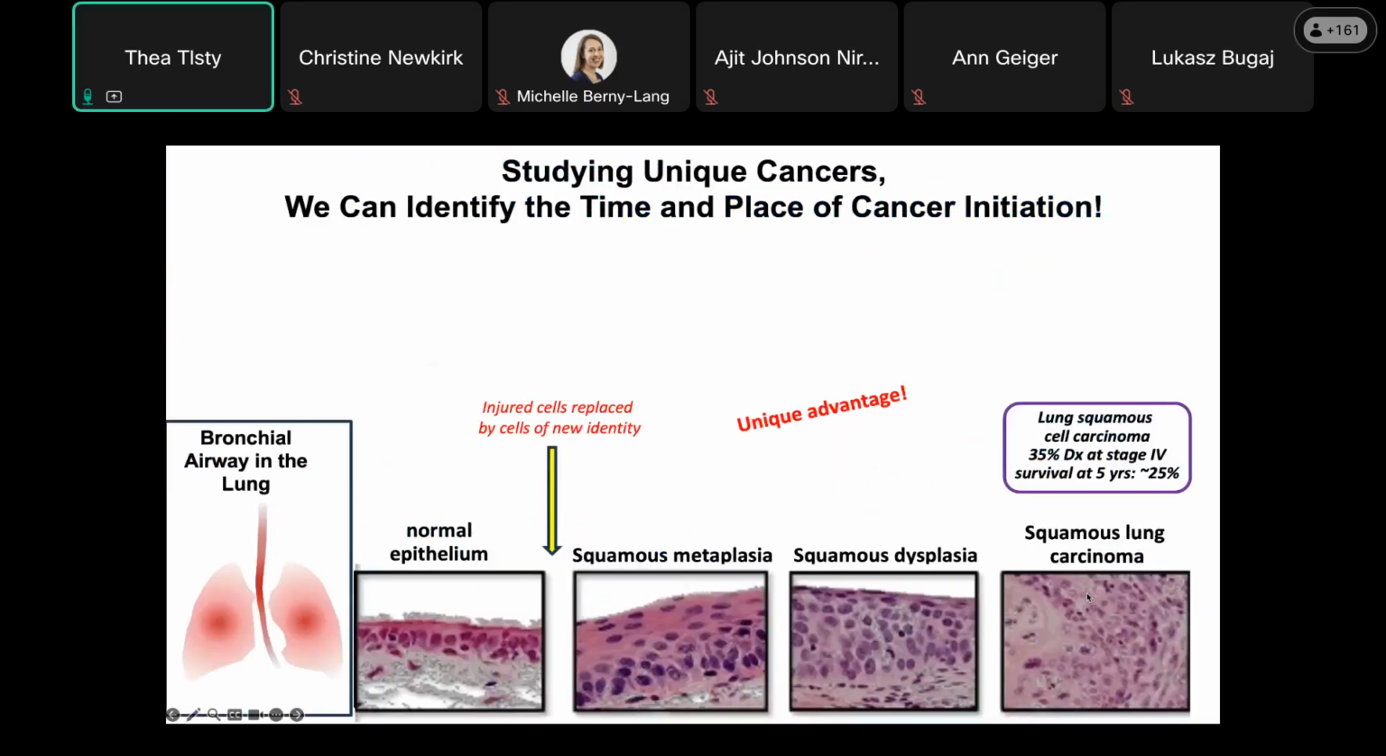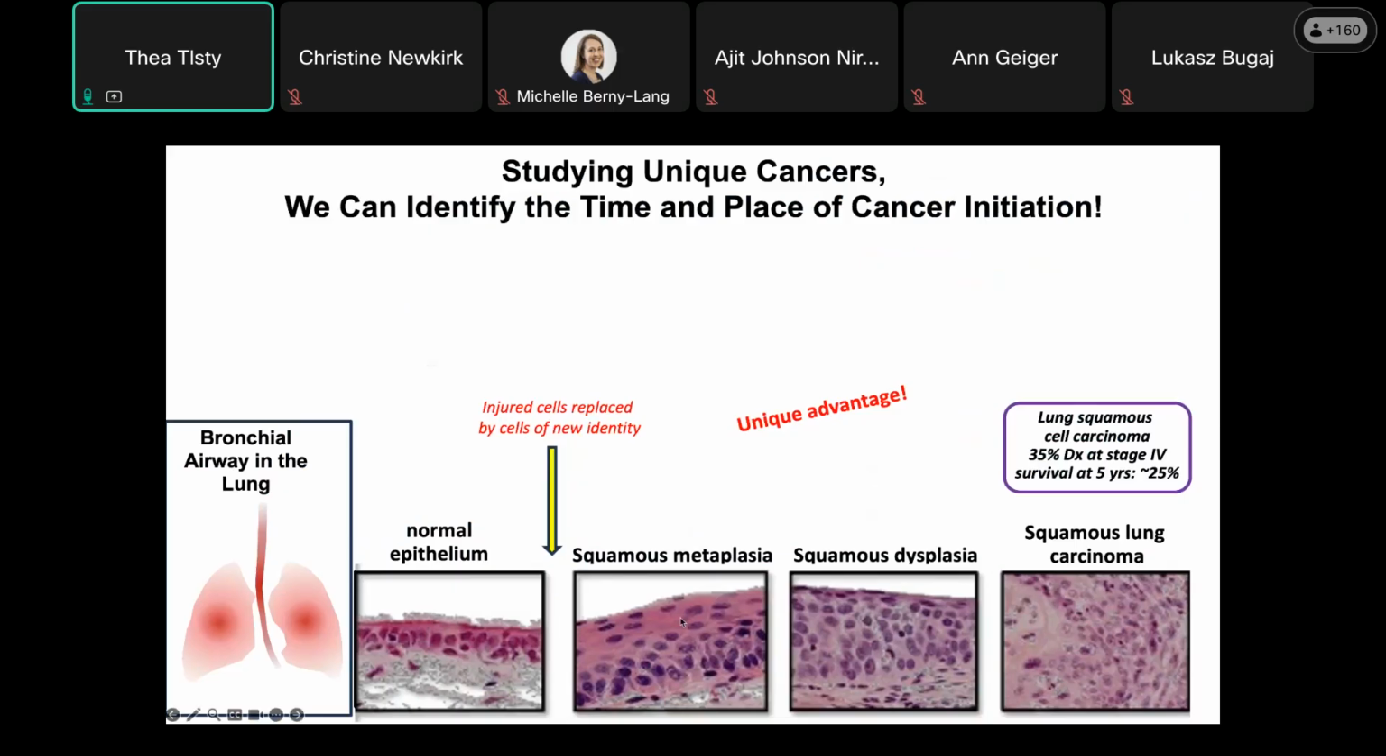The reason that this is so exciting and important is because these types of cancers provide a unique advantage. I've just shown you that when you injure the normal epithelium of the airway, what you have is squamous metaplasia, cells with a new identity. The dysplasia that comes out of this is squamous. And the cancer that comes out of this is squamous lung cancer. 35% of all lung cancers are squamous lung cancers.